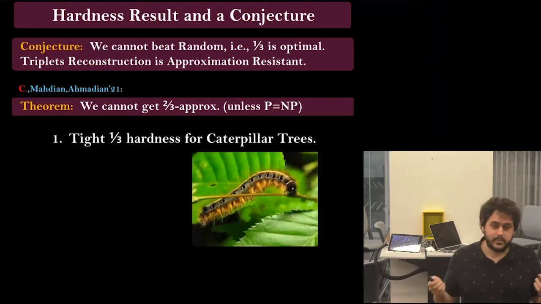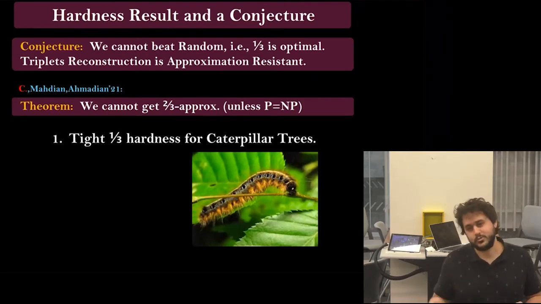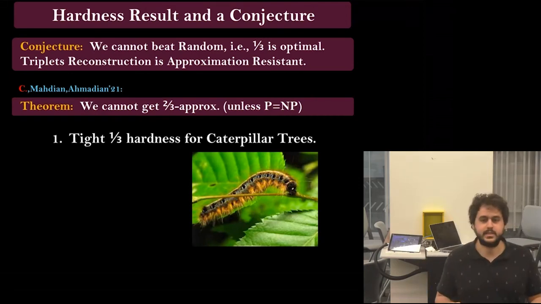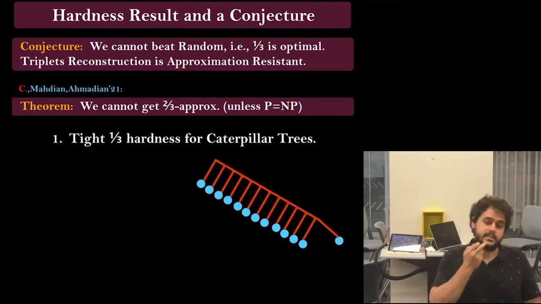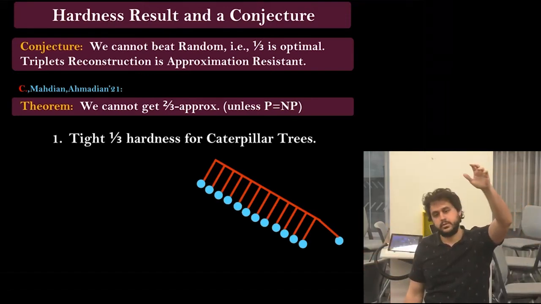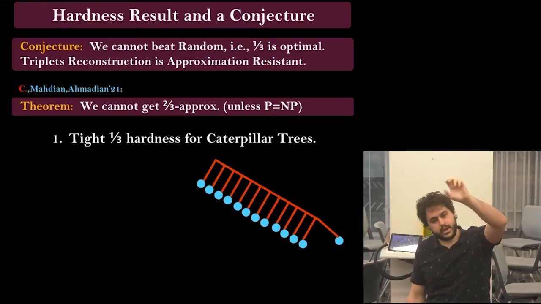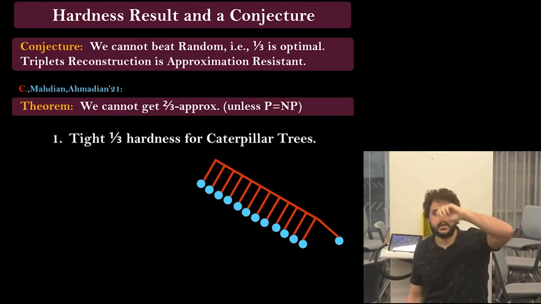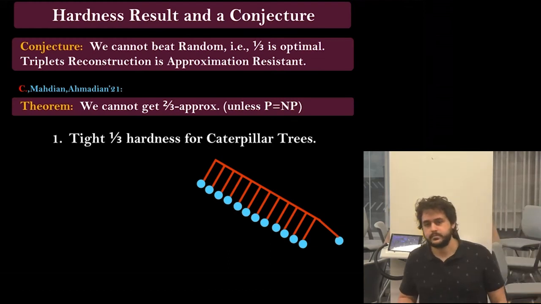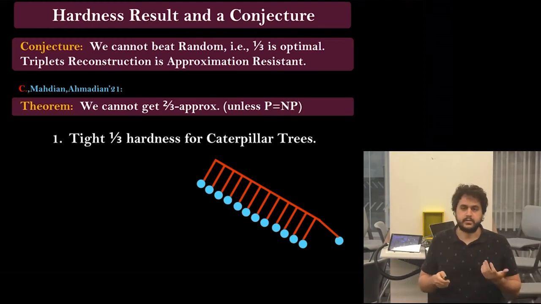And some evidence that perhaps the conjecture should be true in general is that this 1/3 ratio is tight for caterpillar trees. So what is a caterpillar tree? It's just a tree where at every internal node, you remove one leaf at every point. Okay, so every internal node in a caterpillar tree has a child that is a leaf. So this is tight for caterpillars.